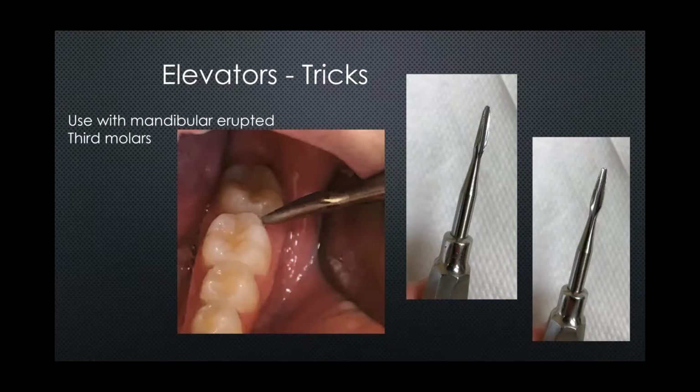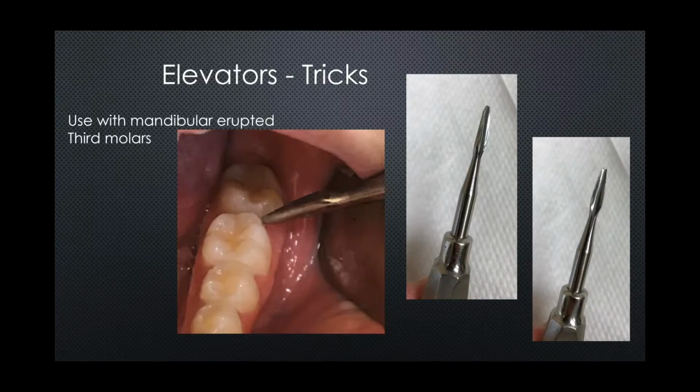Okay. Mandibular erupted third molars. This is a great elevator for that. This is called the spade elevator. You can see it's shaped like a spade, like a shovel. What you want to do here, same thing, is come in at a steeper angle between the tooth and the bone. And this is kind of the same thing. It's like a superior elevation.